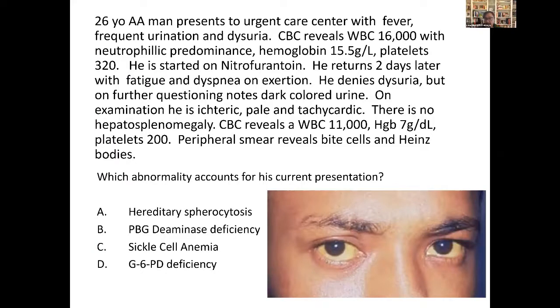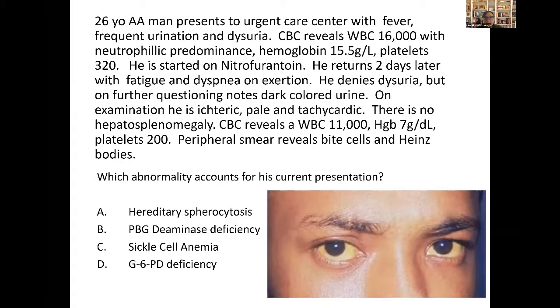So I want to move on to the next case. This is a 26-year-old African-American man who came in initially to an urgent care center with a fever, frequent urination, and dysuria. His CBC revealed a white count of 16,000 with neutrophilic predominance, and a normal hemoglobin and platelet count. He was given nitrofurantoin and came back 2 days later with fatigue and dyspnea on exertion.